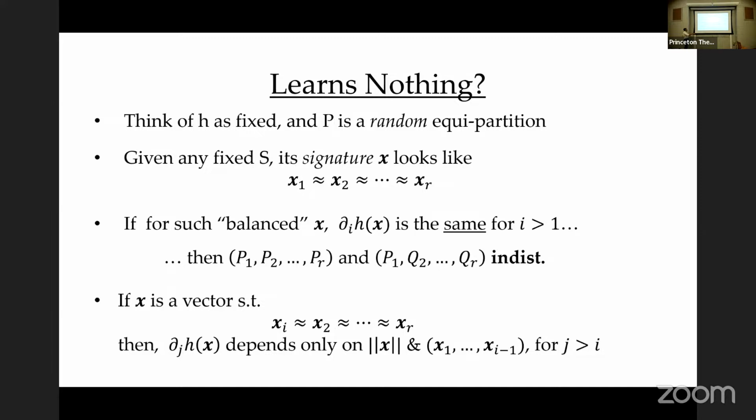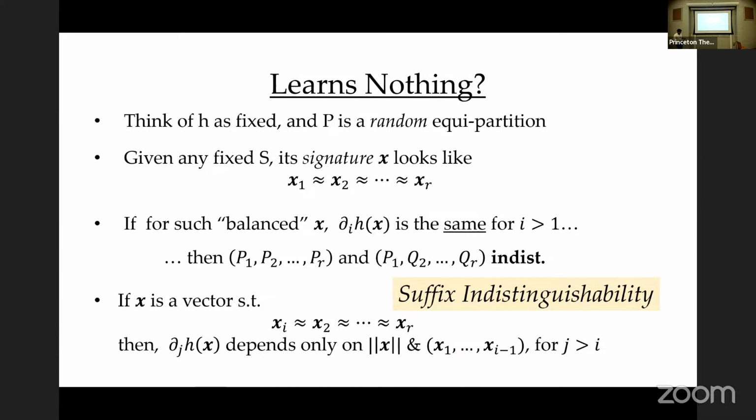In particular, it should only depend on the size of X, which the algorithm designer anyway knew, and the prefix X1 to Xi minus 1, which the algorithm designer can also choose because it knows the first I minus 1 parts. And this kind of property is what we call suffix indistinguishability of H. So you want to construct an H which, on balanced X, does not reveal anything about the partition. Again, it's not the full definition, but I'm trying to give the inclination of what the challenges are.